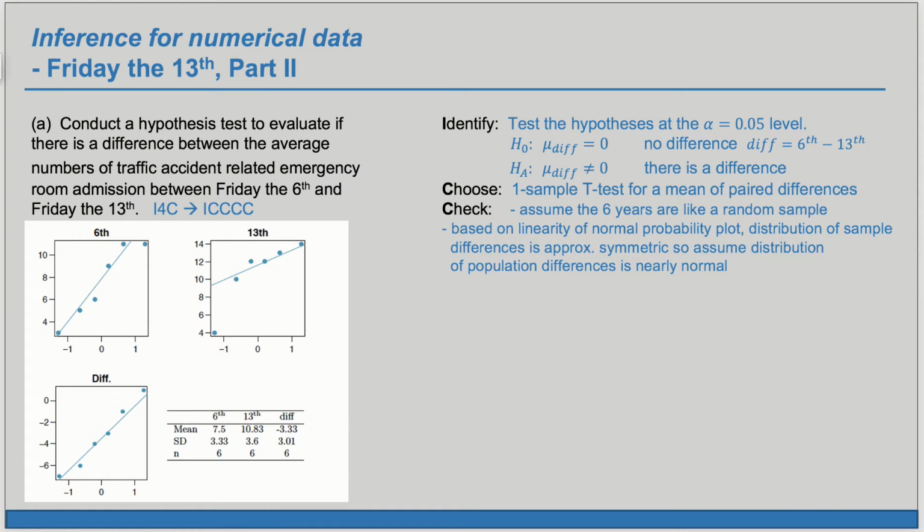So we'll look at the probability plot. So the normal probability plot we can see is kind of linear, and so the distribution of sample differences is approximately symmetric. So we'll assume the distribution of population differences is nearly normal.